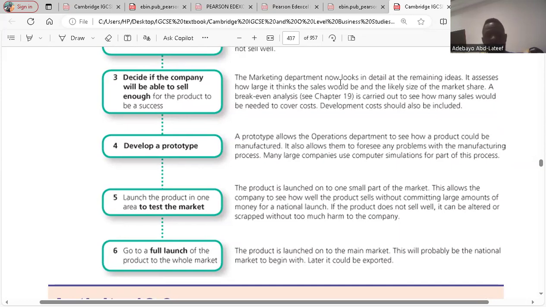So here they wrote, a prototype allows the operation department to see how a product could be manufactured. It also allows them to foresee any problems with the manufacturing process. Many large companies use computer simulations for part of this process. So they're going to prepare a prototype, just a similar one to the product. They check through it, what are the problems that it could require. The prototype is not going to be the product. It's just going to be like the skeleton of that product. So they use it to test on the market.